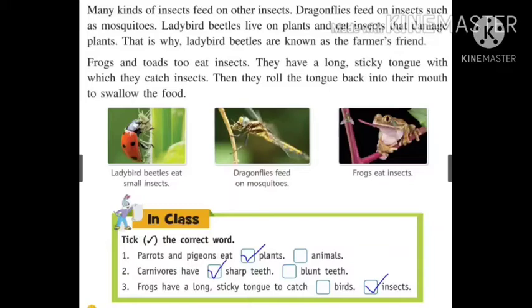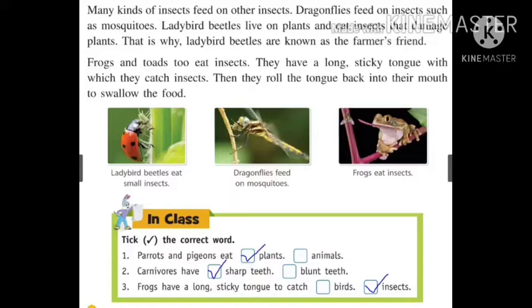Dragonflies feed on insects such as mosquitoes. Ladybird beetles live on plants and eat insects that damage plants. That is why ladybird beetles are known as the farmer's friend. Frogs and toads too eat insects. They have a long sticky tongue with which they catch insects.